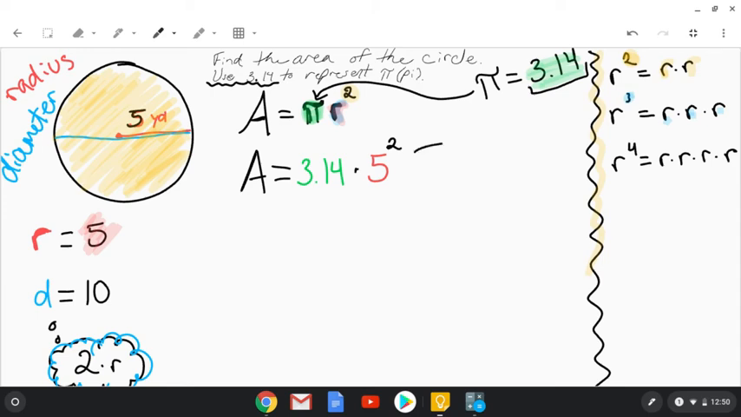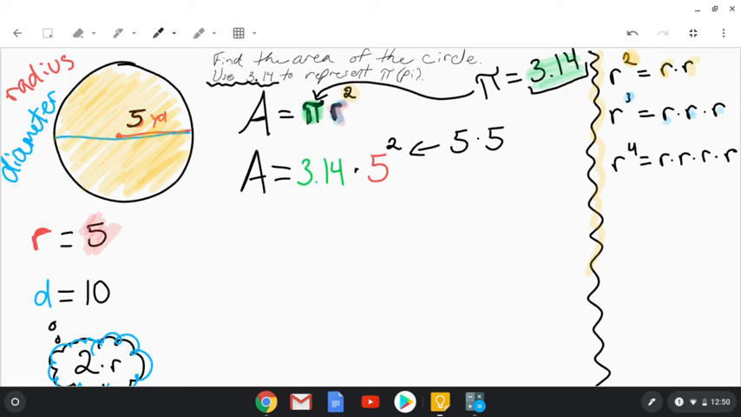Now, does this mean 5 times 2? No, it does not mean that. Let me see if I can do my little eraser really quick. Remember, this means 5 times 5, 5 times itself. That's what that exponent, that little 2 at the top, means.